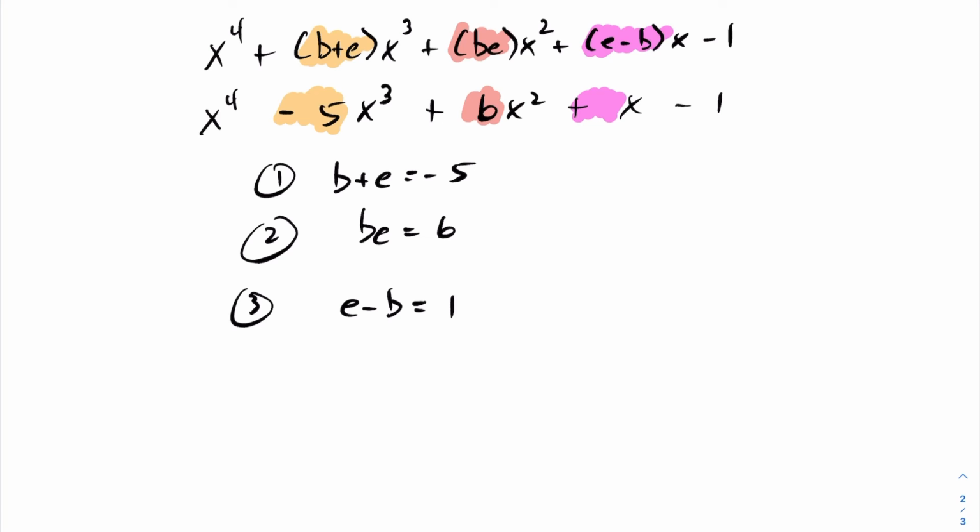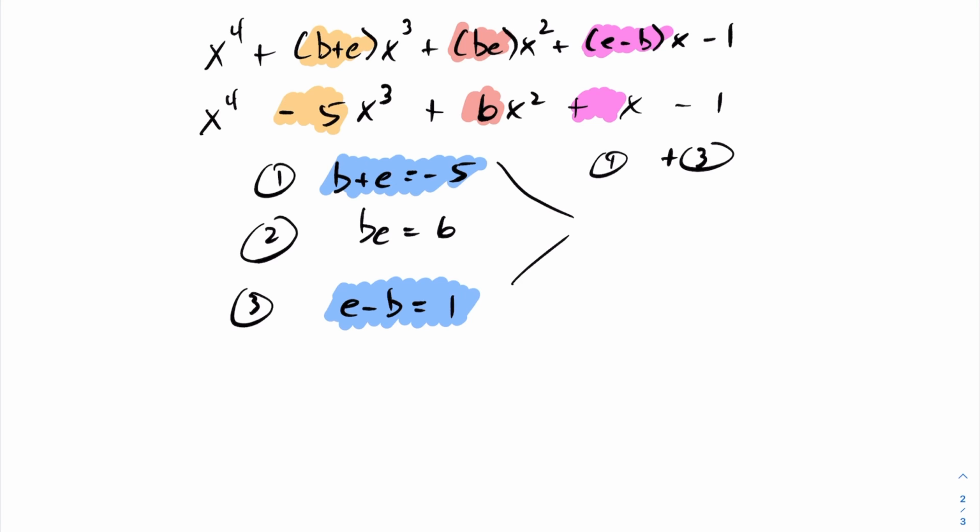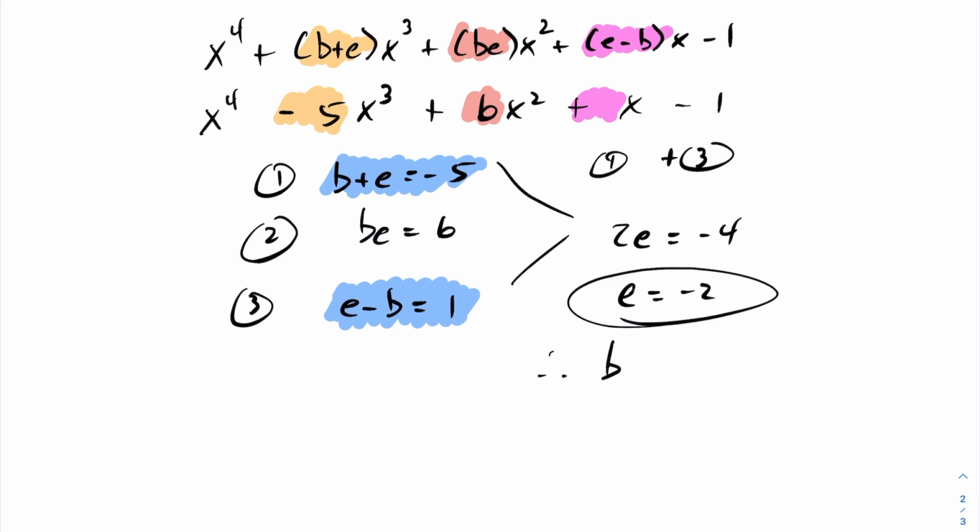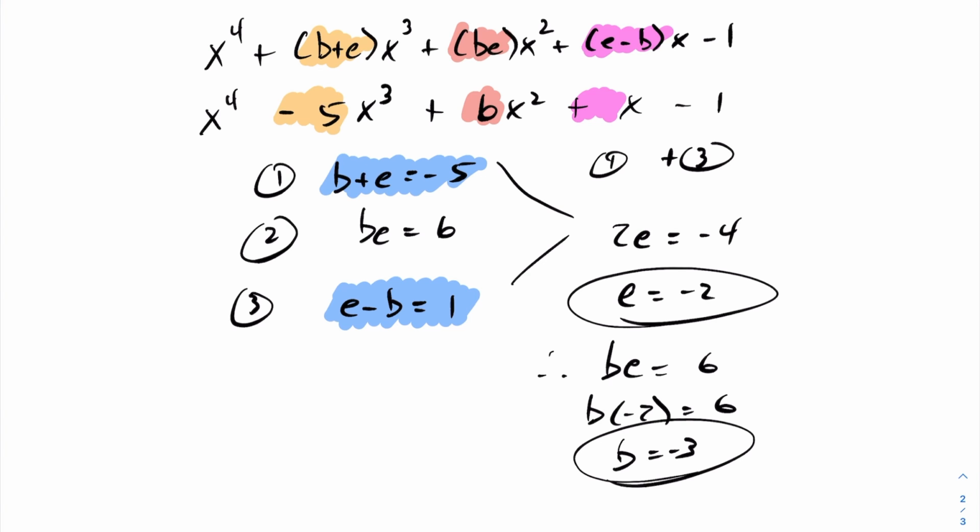So if I want to solve this, I can make the observation that if I take equation 1 and add it to equation 3, I'll end up canceling off my B values. Adding equations 1 and 3 together, I get 2E is equal to -4, so E is -2. And therefore, I can go ahead and solve for B. Subbing into equation 2, I know B times E is supposed to be 6. So B times -2 is 6, so my B value is -3. So now I've got E is -2, and B is -3.